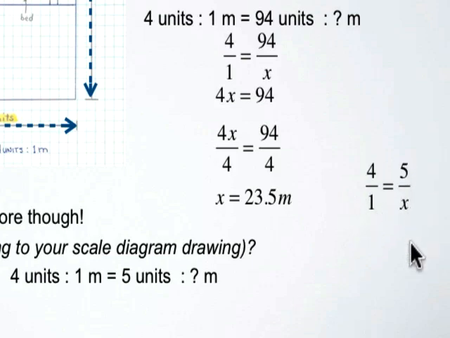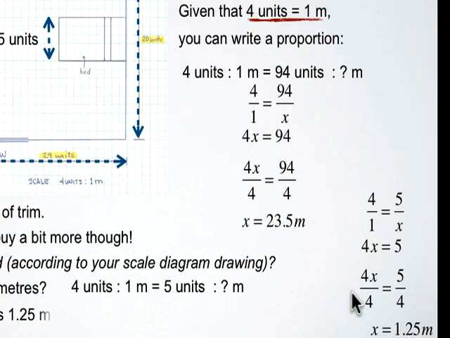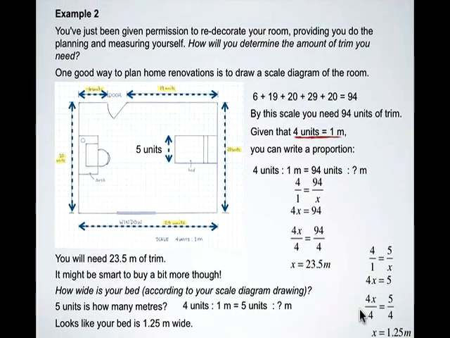4 over 1 equals 5 over x. Cross multiply to get 4x equal to 5. Divide by 4 to get 1.25 meters. So the bed is 1.25 meters wide.